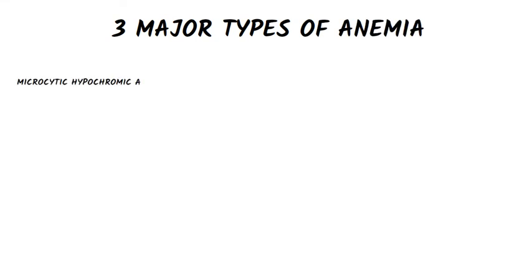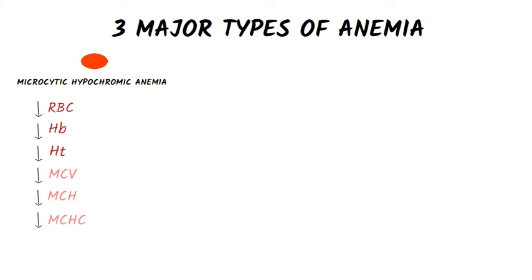To resume, these are the three major types of anemia. Microcytic hypochromic anemia, with low red blood cells count, hemoglobin, hematocrit, and low mean corpuscular volume, mean corpuscular hemoglobin, and mean corpuscular hemoglobin concentration, is often caused by iron deficiency.